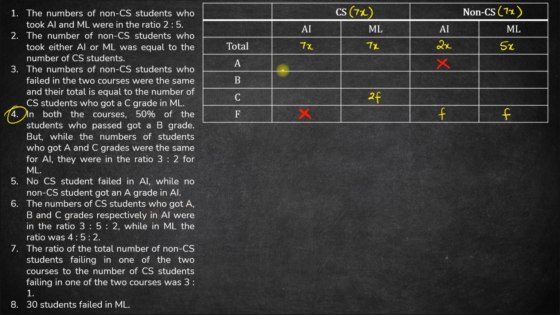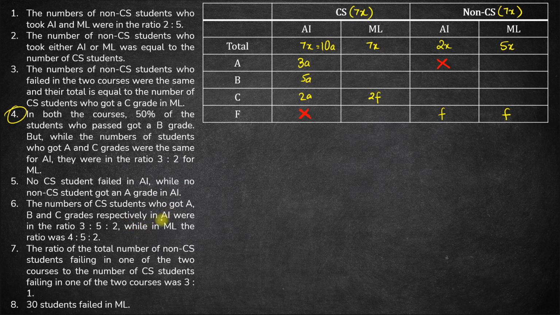Next, the number of CS students who got A, B and C grades respectively in AI were in the ratio of 3:5:2. So these students getting grade A, B and C in AI, CS students getting A, B, C grade in AI, is in the ratio of 3:5:2. So let's say this is 3A, this is 5A and this is 2A. And the sum of these four values should be equal to 7x. So this is 0. So 3 plus 5 is 8, 8 plus 2 is 10. So 10 into A should be equal to 7x. Fine. So we'll see when we use that.